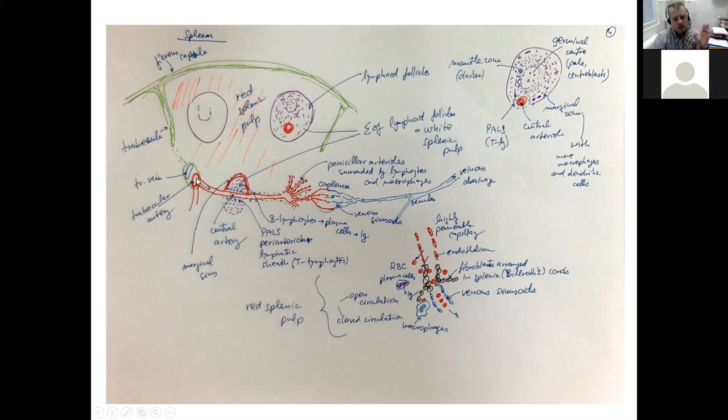Splenic artery enters in the hilum. It branches into trabecular arteries. The trabecular arteries branch into these central arterioles that run through accumulations of lymphocytes called lymphoid follicles. These lymphoid follicles are actually made, here is a detail of this, of various populations of lymphocytes. First, there is a periarteriolar lymphatic sheath, that's the PALS, that surrounds immediately the artery.